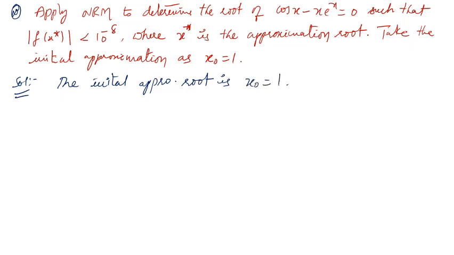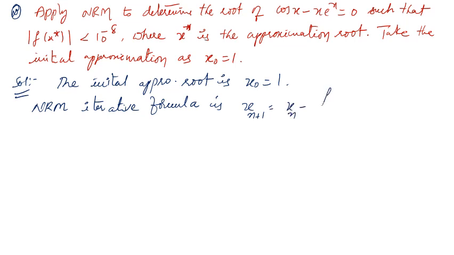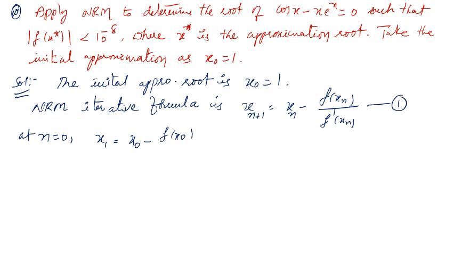The NRM iterative formula is: xn plus 1 is equal to xn minus f of xn by f dash xn. This is the NRM formula. Take this as equation 1. Already initial approximation x naught is given. So at n equals 0, x1 is equal to x naught minus f of x naught by f dash x naught, right? So I have to calculate f of x naught and f dash x naught.